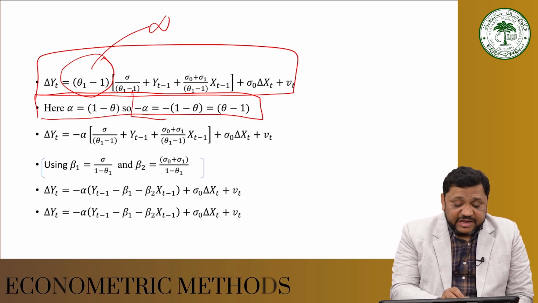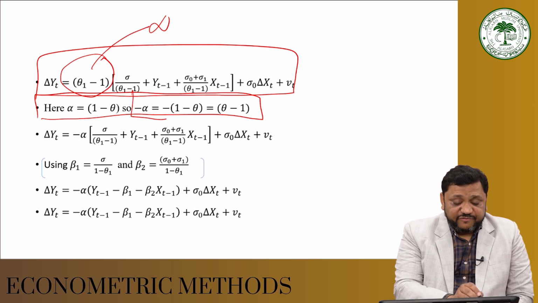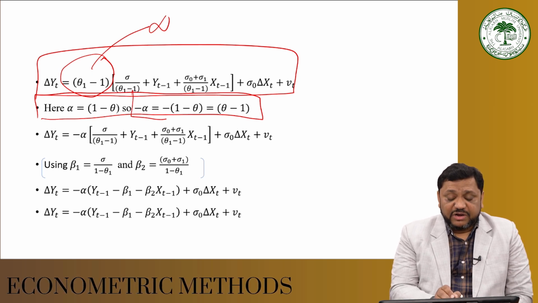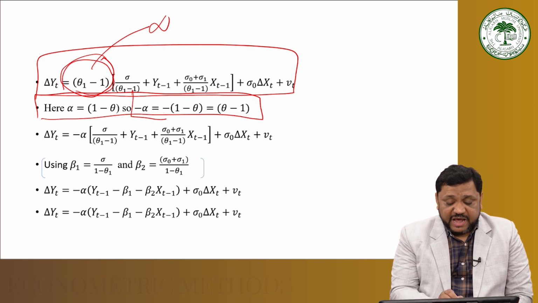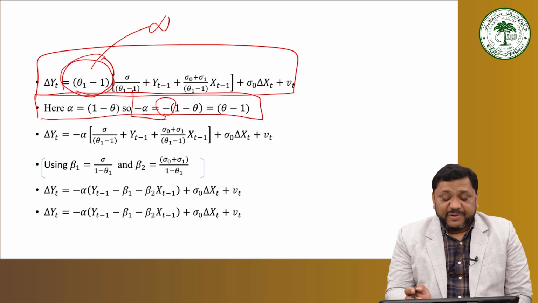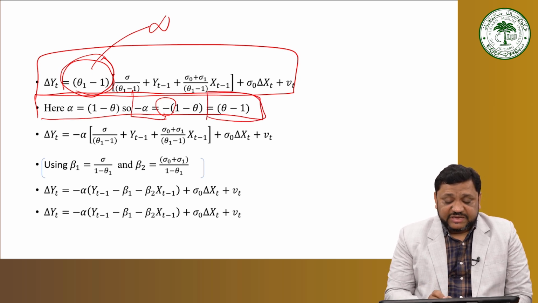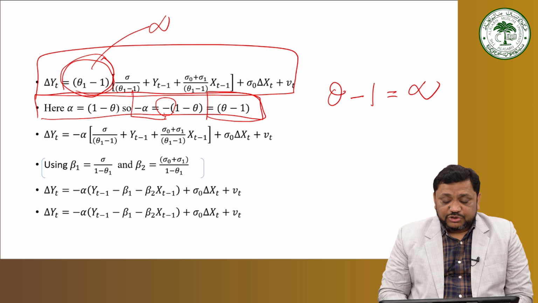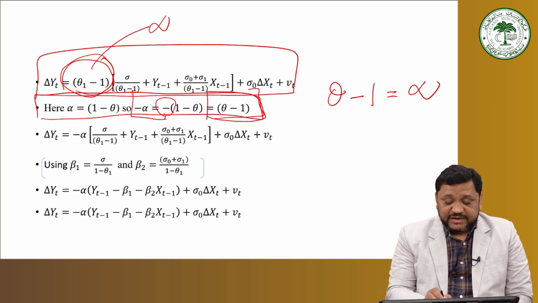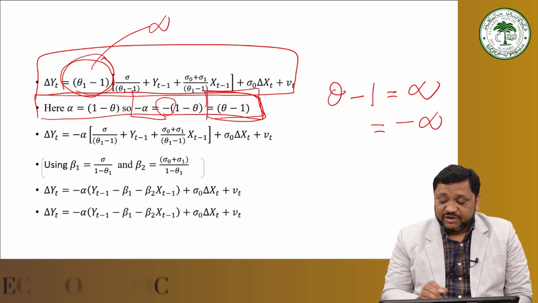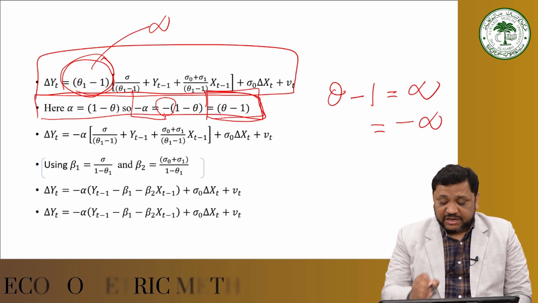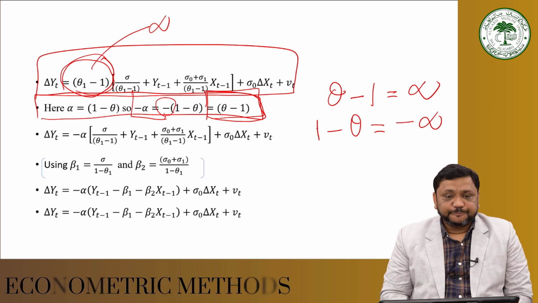Why? Because we have a minus sign over here. When we open the bracket, this minus sign goes inside, so it becomes theta minus 1 is equal to alpha. So now what we have left is theta minus 1 is equal to alpha. So minus alpha will be equal to, we can say it the other way, 1 minus theta.